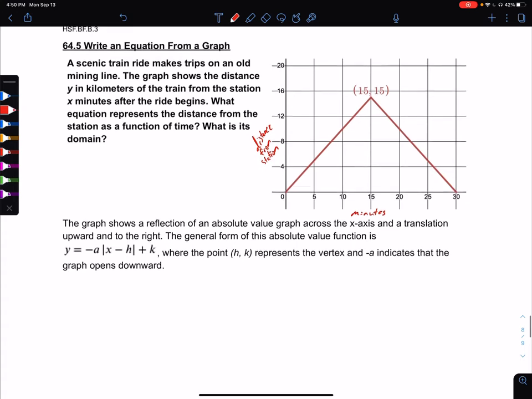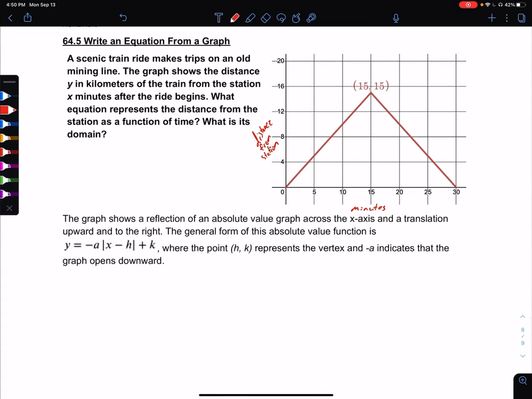Okay, so let's go through this problem. This is information, right? This isn't something that we know ahead of time. This is something they're telling us now. So they're telling us the graph shows a reflection of an absolute value graph across the x-axis. So absolute value graphs kind of look like a V, right? And this one would be that upside down V, so that's why it's a reflection. And a translation upward and to the right.